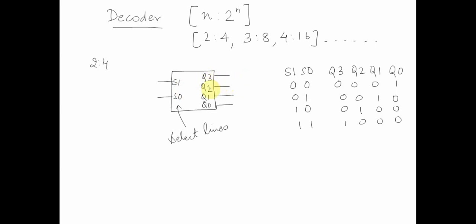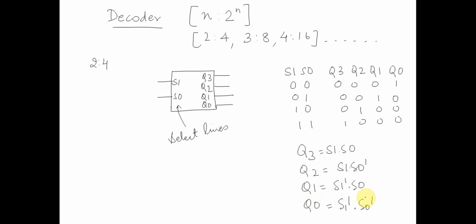So how do we draw a block diagram for this? Based upon this truth table, we can say Q3 is nothing but S1 S0. For each and every output only one term is true. Q2 is equal to S1 S0 bar, Q1 is equal to S1 bar S0, and Q0 is equal to S1 bar S0 bar. So this circuit decodes a binary number into 1 out of 4.